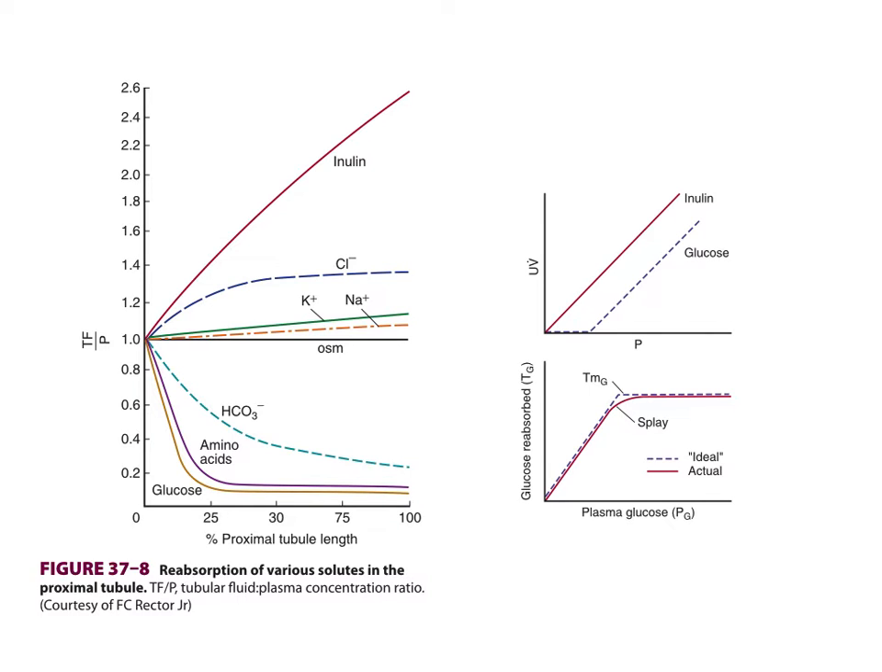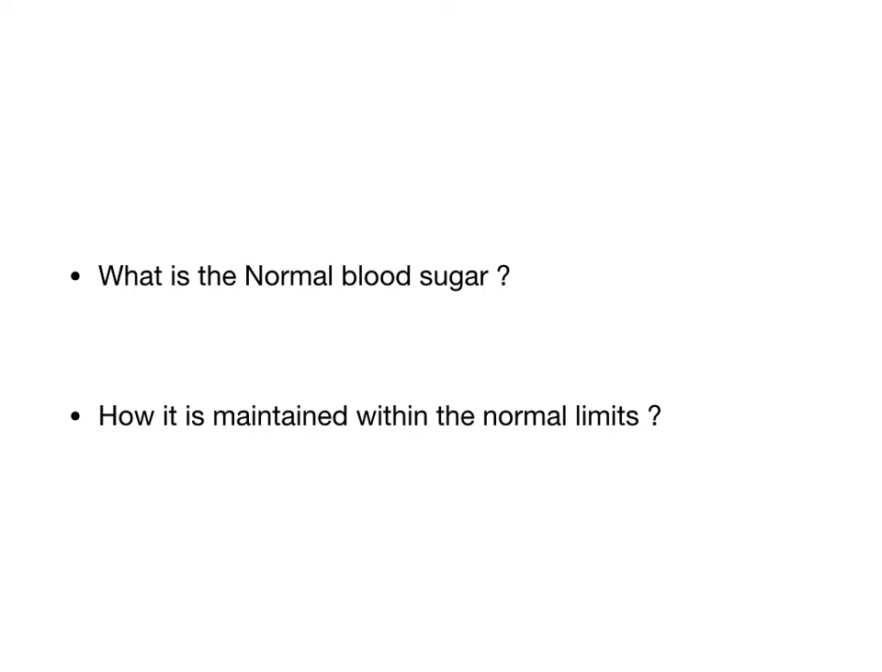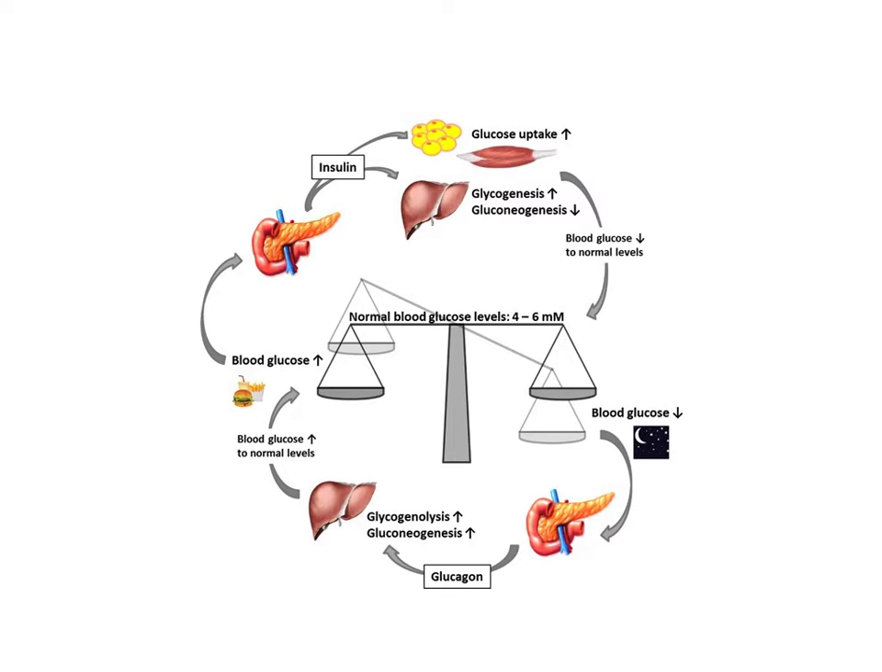So what is normal blood sugar? How is it maintained within normal limits? Normal blood sugar is less than 100 milligrams per deciliter. Blood sugar is basically maintained within normal limits by two hormones. One is insulin, the other one is glucagon.